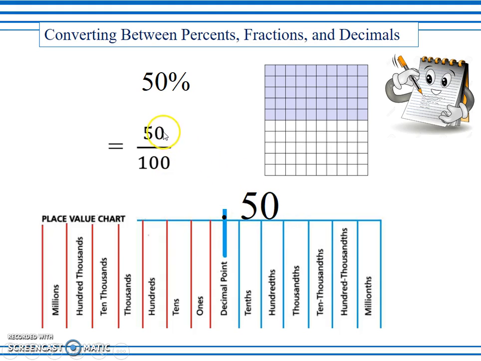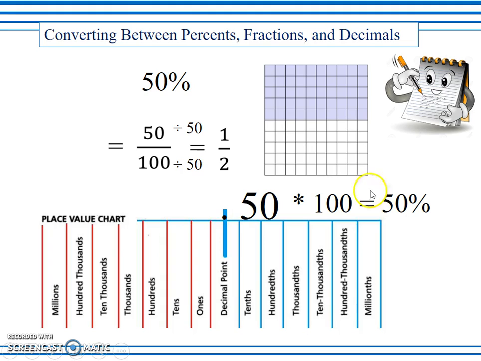Now it's important to remember that fractions need to be reduced to simplest form. So 50 hundredths I know can be divided by 50 both in the numerator and the denominator, so I get a reduced fraction of 1/2. So 50% equals 1/2, which equals 50 hundredths. If I want to go from the decimal to the percent, I'm going to need to multiply by 100. So 50 hundredths times 100 would be 50%. And we go back to our 50%.